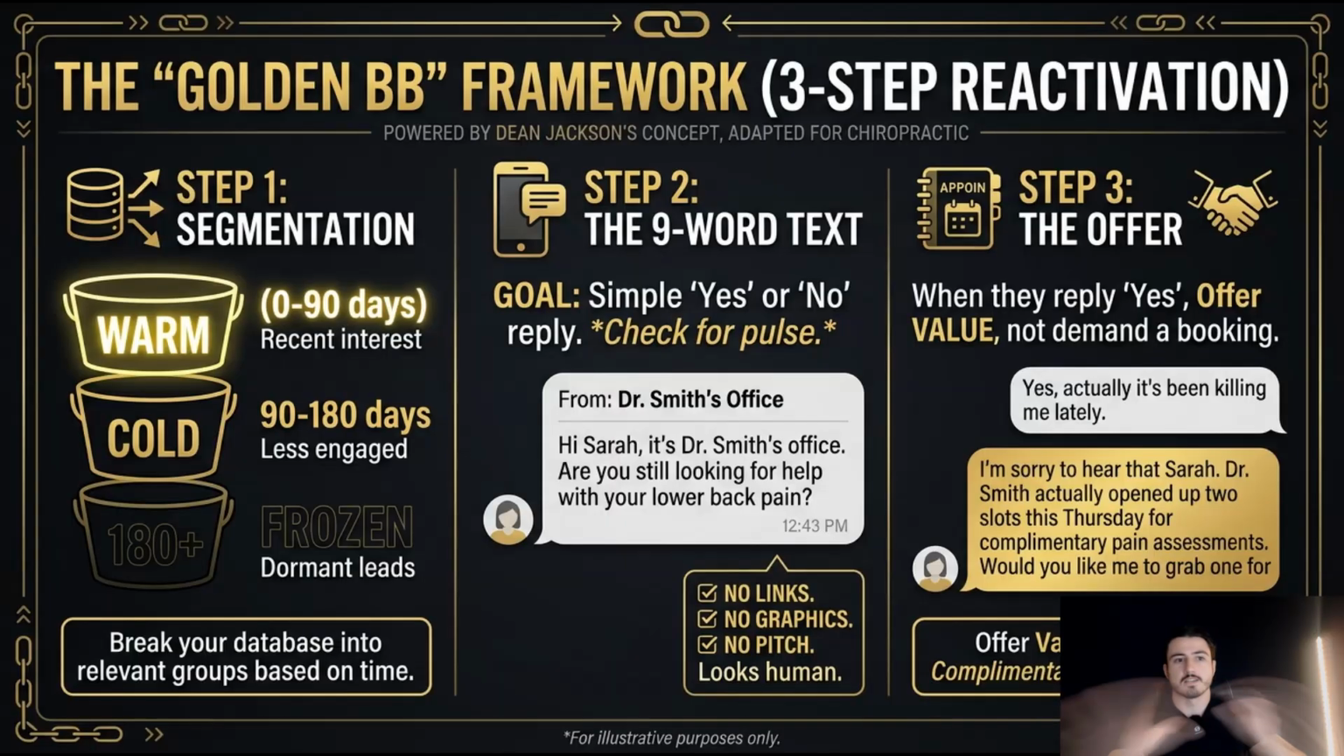So how do we actually execute this? It comes down to a 3-step framework that we do. So step 1, we have to segment them. You cannot treat every lead from 30 days ago the same as a lead from 180 days ago, okay? So step number 2, you want to make sure you send a compliant text, and you don't want to be spammy, like I said. So we actually grabbed a concept from a pioneer in the real estate market, Dean Jackson, who adapted this more for chiropractic. So the goal of this first text is not to book an appointment. The goal is really to get a simple yes or no reply to see if they're still breathing.